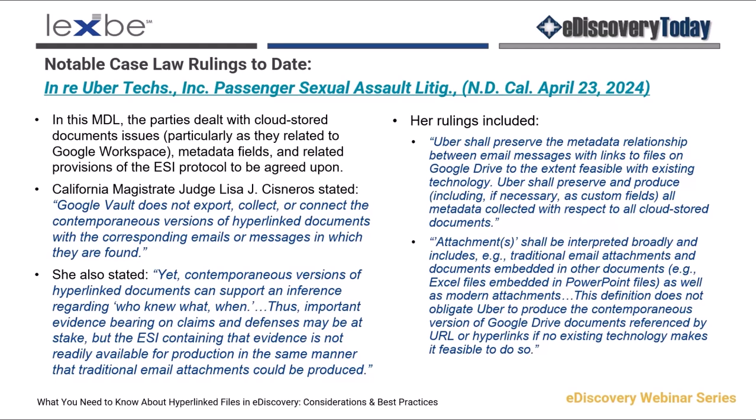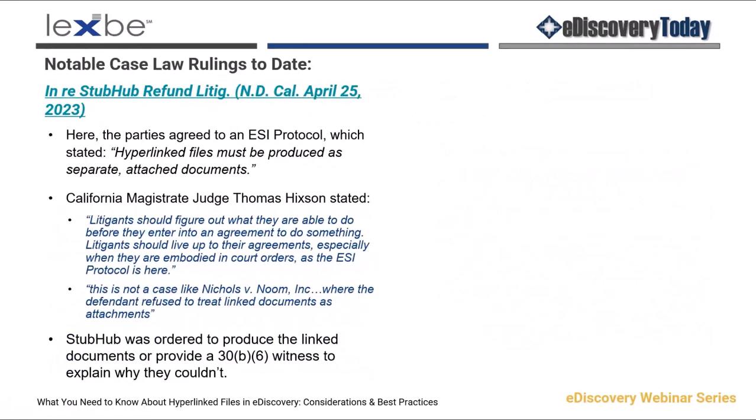Of all the cases so far, this is probably the best one in terms of discussing all the issues and considerations associated with hyperlinked files. This next case had two rulings, the first of which was last year. As you can see by the first bullet point, the parties had already agreed to an ESI protocol, which said that hyperlinked files must be produced as separate attached documents.